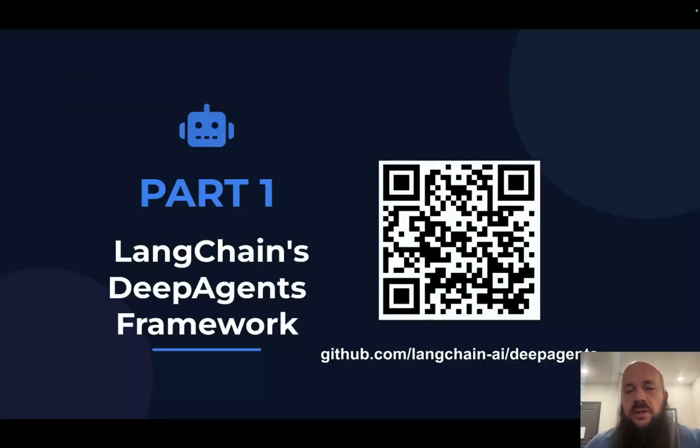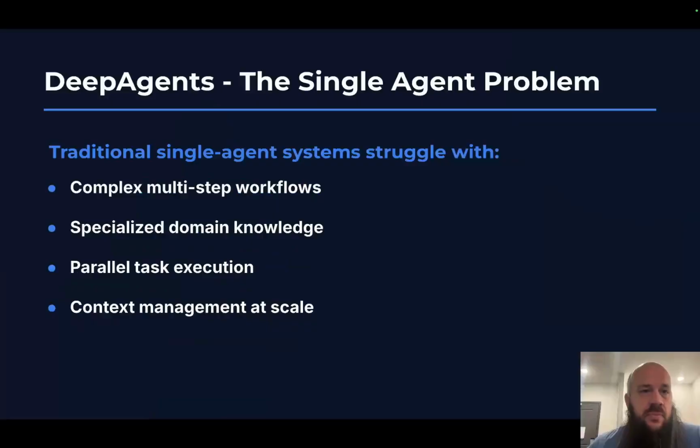So part one is going to be learning about LangChain's deep agents framework. It's somewhat new. It hasn't really been touted a whole lot, but I think it deserves a little bit more attention than it actually receives. So we all use LLMs, or we all have, and the challenge is that we're actually using one single LLM or one single agent at any given time.